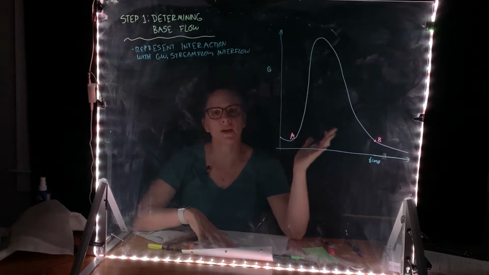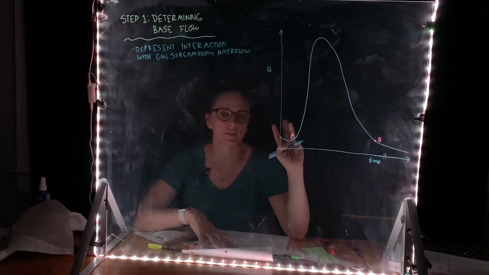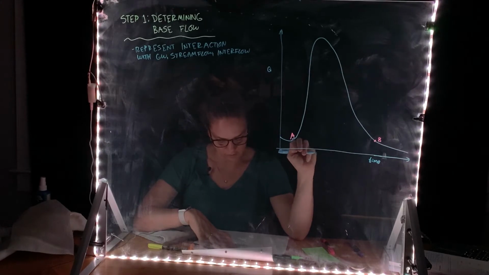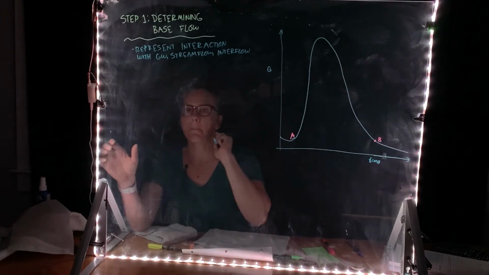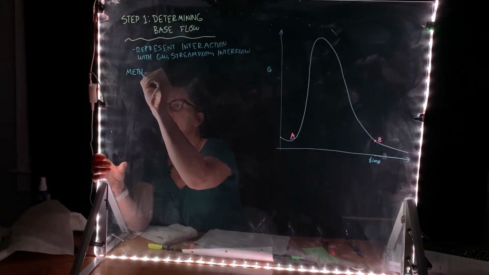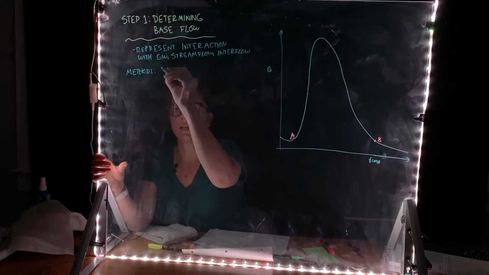So there are a few methods. There are many methods for determining the base flow, and I'm going to present here today 3 different methods and try and represent them on this hydrograph for you. Okay, so method number 1 is the straight line method.